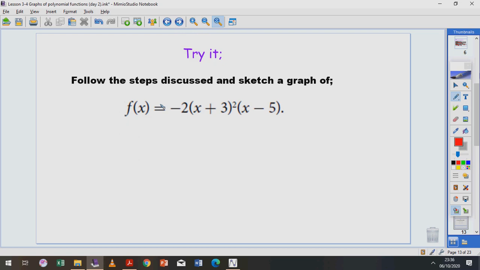Alright, so I want you to try this one, follow the steps that we've discussed, that I've gone through, and then try to sketch the graph of this function. You can pause the video and then try it out on your own.